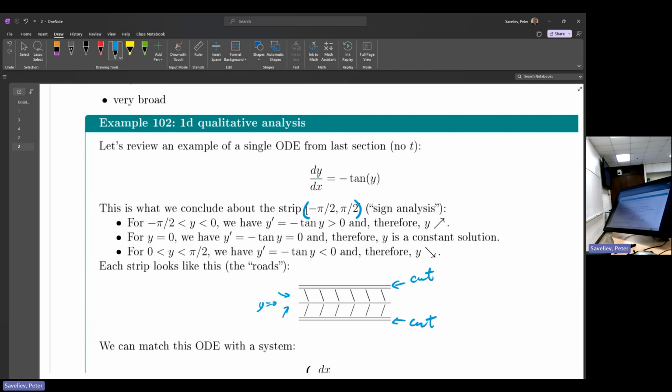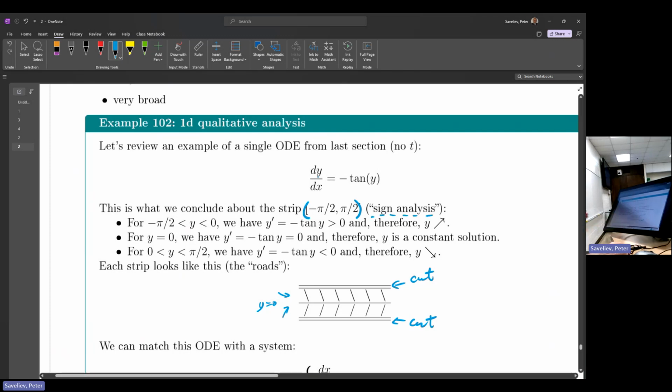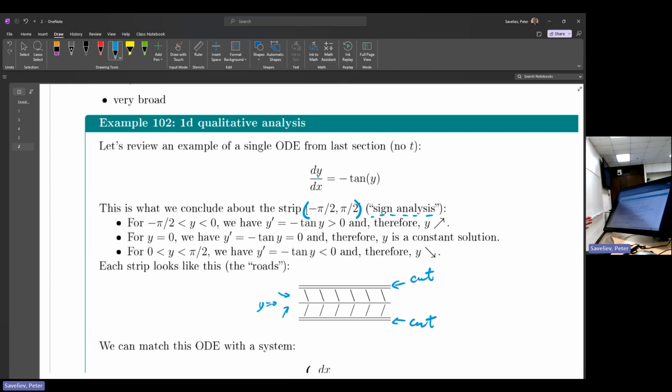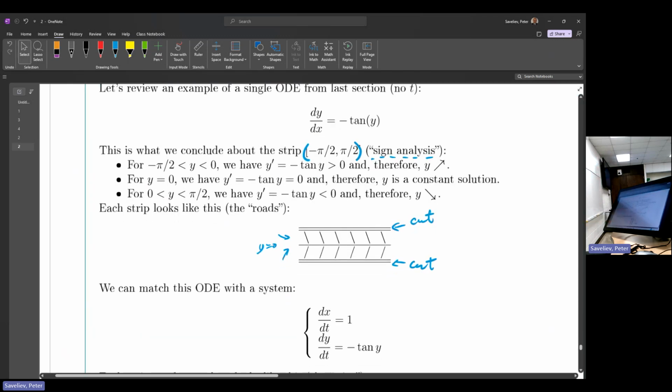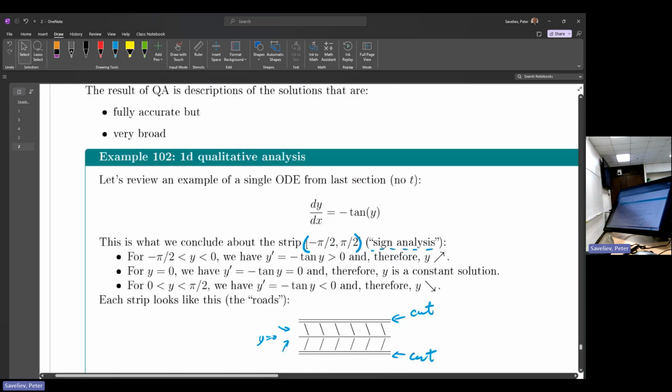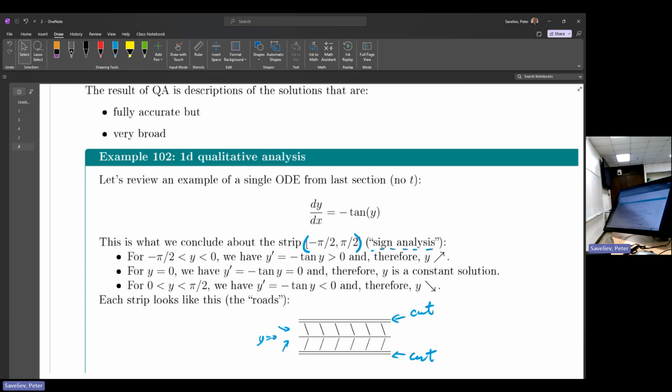Okay, so that's the basic analysis with no differentiation or integration of any kind. We just look at the sign of the right hand side function. The right hand side function is equal to tangent, which is periodic. So all we have to do is look at one piece at a time, from negative pi over 2, and then it will repeat itself again and again. Okay, so that's the qualitative analysis. This is the output of the qualitative analysis of this one-dimensional differential equation.